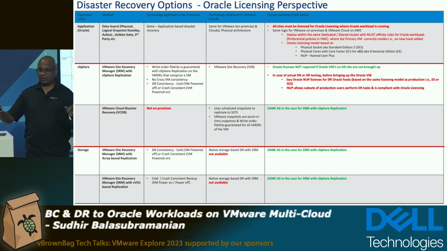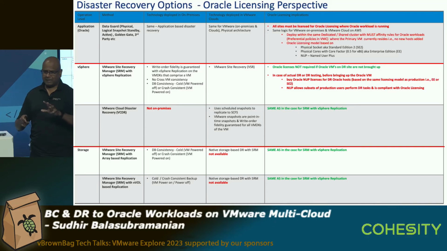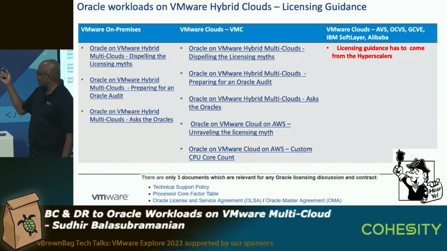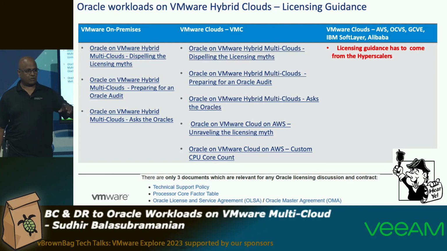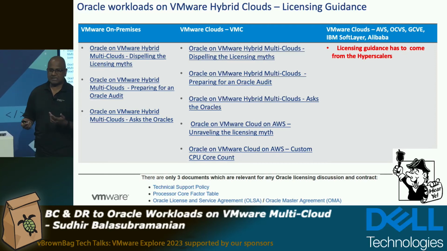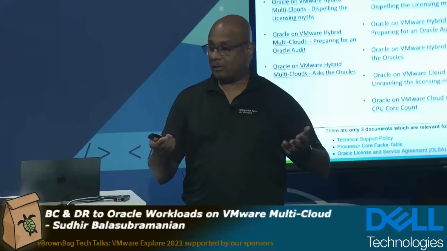But again, like I said, I don't want to get down to the Oracle licensing weeds. Please come talk to me, and we can probably beat that topic to death at any point of time. But that's the licensing guidance from a VMware perspective, especially when you start running your Oracle workloads on AVS, GCVE, OCVS. Please talk to your hyperscalers and they'll be able to provide you more guidance. If it's VMC, we own it, VMware owns it. Please come talk to me, talk to my team. We'll be able to help you.